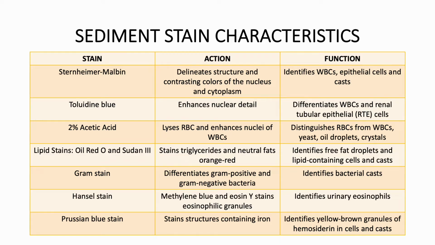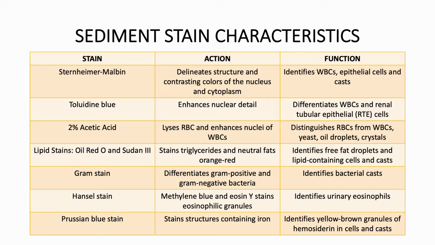So there are different urinary sediment special stains that help in identification of such sediments that are difficult to characterize. So we have the Sternheimer-Malbin, toluidine blue, and acetic acid. They help in delineation of the structure of the nuclei and the cytoplasm. They enhance the nuclear detail of the cells that allows identification of the WBCs from the epithelial cells and the casts. There are lipid stains such as Oil Red O and Sudan III that stain the triglycerides and neutral fats orange-red to be able to identify free fat droplets and lipid-containing cells in casts.